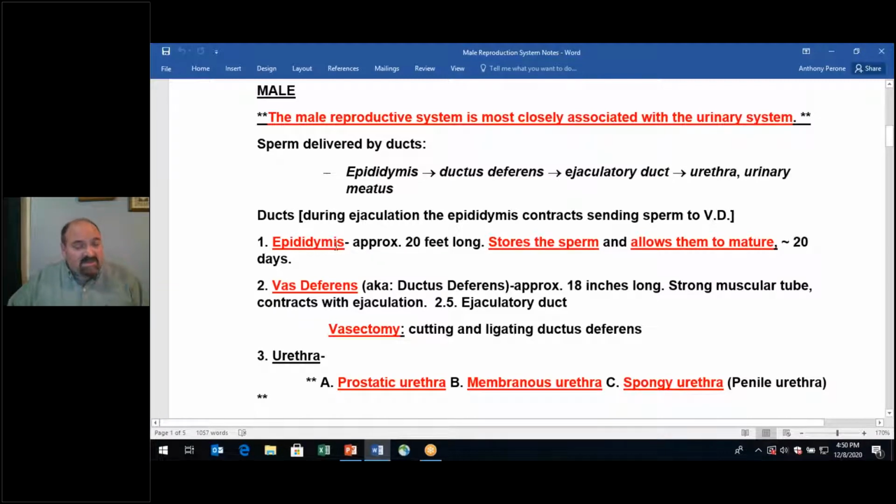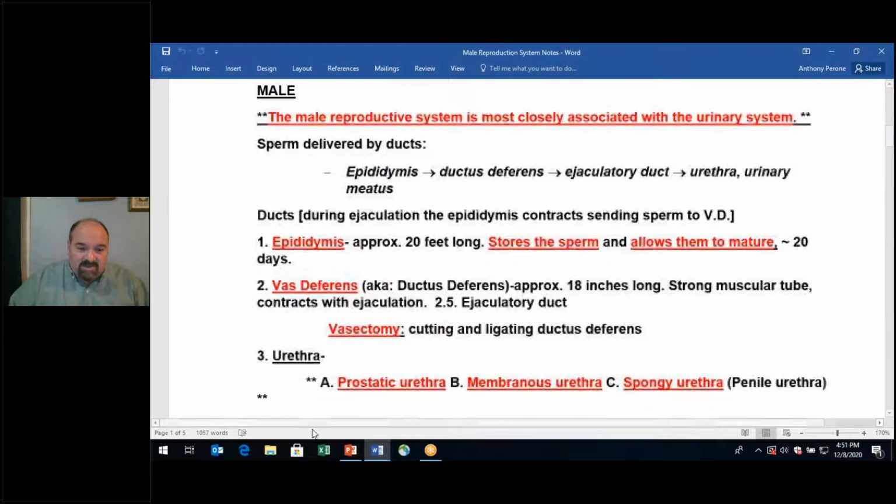So the epididymis is the area where sperm is allowed to mature. Quite interesting, folks. This epididymis doesn't appear to be a large structure, and yet it is, at approximately 20 feet long and really twisted and coiled. It will store the sperm once it's been produced by the testes and allow them to mature approximately 20 days, less than a month.